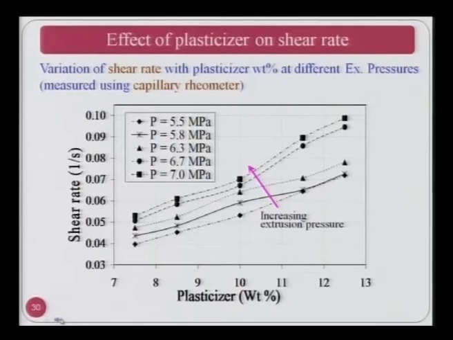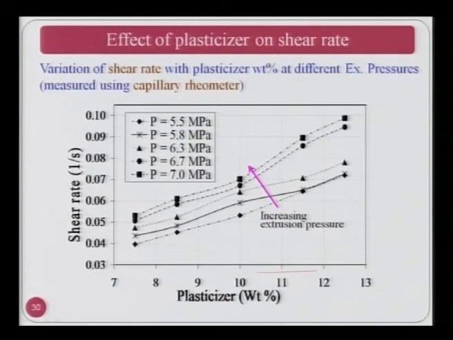Now, the effect of plasticizer on shear rate. Variation of shear rate with plasticizer weight percent at different experimental pressures, measured using a capillary rheometer. You can clearly see that as the weight percent of the plasticizer is increasing, shear rate is increasing, and the arrow indicates the increasing extrusion pressure.